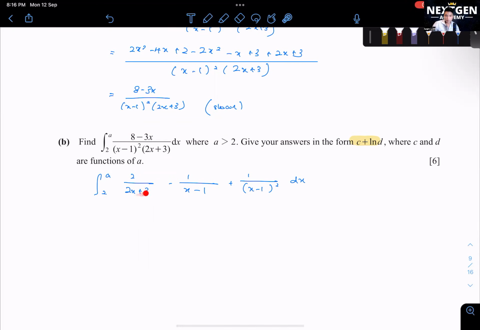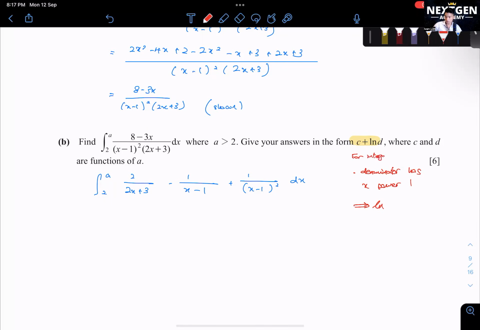If my denominator has x to the power of 1, some sort of x power 1. You see, this one is 2x, this one is x minus 1. Your x is x to the power 1. This one, x minus 1 squared, you will open to become a square. When it's in this form, think about ln, if you need to integrate. This is for integration.